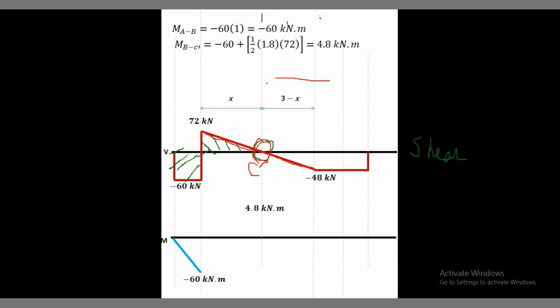Diba, sabi natin, itong line na naka-slant na to, this is already a 1 degree curve. Na pag pumunta na ngayon dito sa may moment diagram, itong 1 degree curve na to magiging 2 degree curve. Ang itsura ng ating 2 degree curve ay para siyang parabola. Now, ang tanong kasi dito, how will we connect negative 60 and positive 4.8?